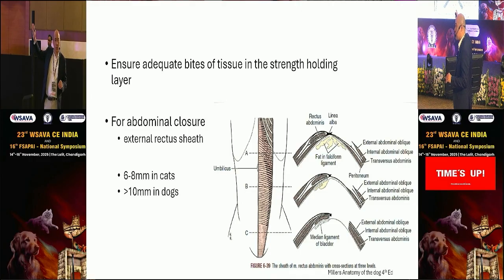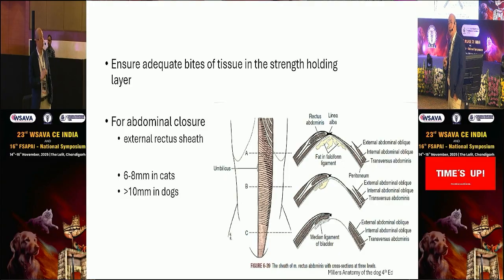And it looks different at different levels of the abdominal wall. Proximally, you have a really nice linea alba. But as you move caudally, basically those two muscles of the rectus join together, and so you won't see a nice linea alba, but that's okay. We just want the external rectus sheath.